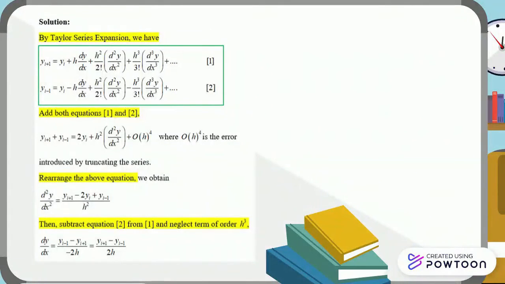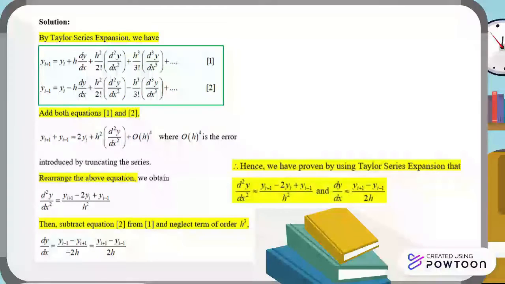Add both these equations, and we will get 2yi plus h squared d2y over dx2 plus truncation error. Rearrange the above equation, and we will obtain d2y over dx2. Then subtract equation 2 from 1 and neglect terms of order h cubed, and we will get dy over dx. Hence, we have proved the following approximation by using Taylor series expansion.